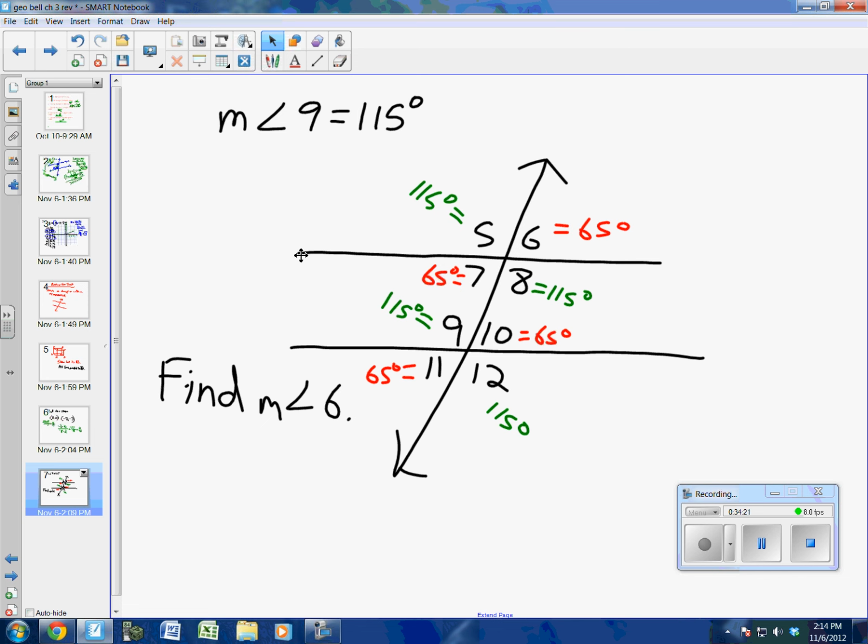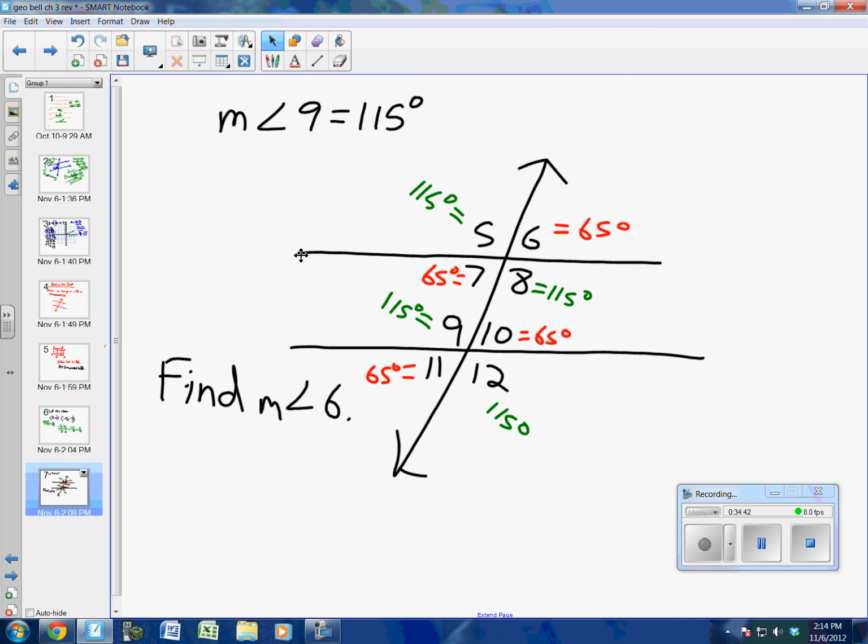Next question. What is a pair of corresponding angles up here? Just name me one pair. There's more than one pair.